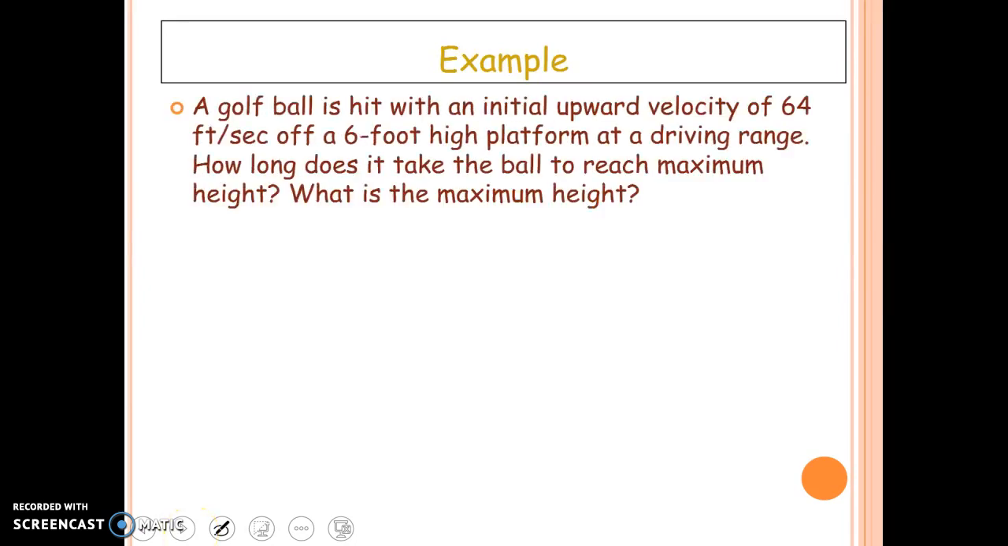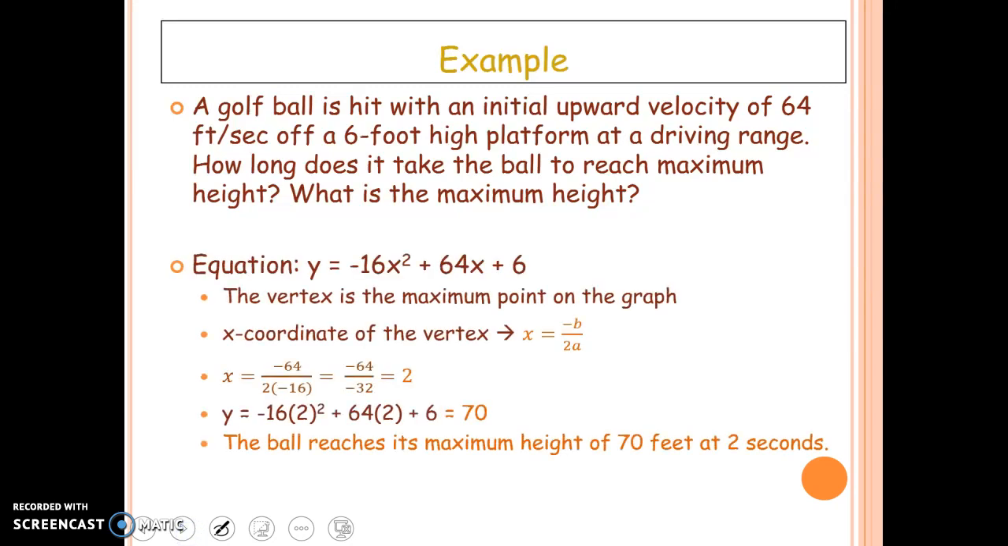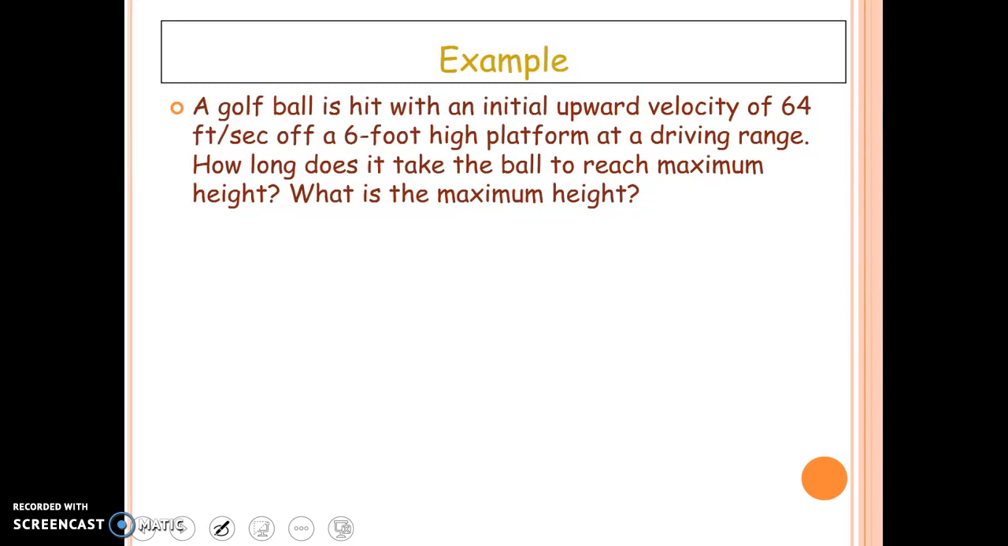Okay, I'm going to give you this example here, and I want you to see if you can figure this out. A golf ball is hit with an initial upward velocity of 64 feet per second off a 6-foot high platform at a driving range. How long does it take the ball to reach the maximum height, and what is the maximum height? So take a second, and just try and draw an initial picture of this, and pause the video, and then once you've got a picture of what's going on, let's go ahead and look at how to work this example. So pause the video now.